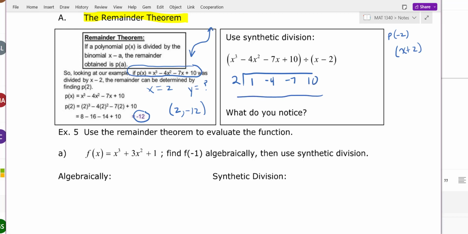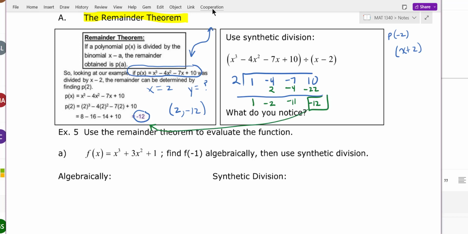And then we'll do our synthetic division. Okay, so again, what we do is bring this down. 1 times 2 is 2. Add the column, that's negative 2. 2 times negative 2 is negative 4. Add the column, that's negative 11. Multiply, that's negative 22. And look at that, what do you notice? Okay, how about that? Isn't that amazing?